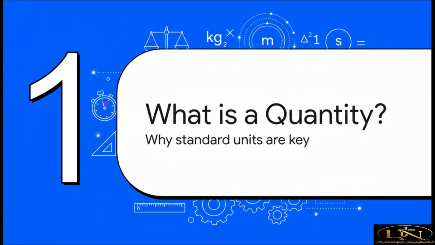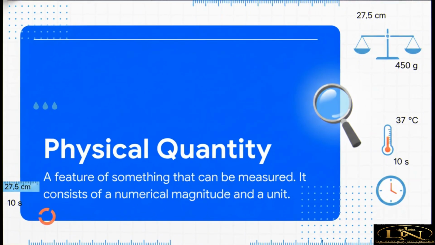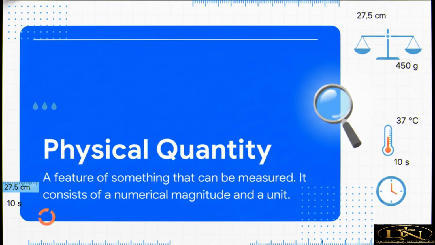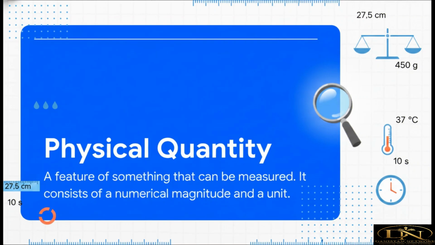Okay, first up, what is a quantity? Before we can measure anything, we have to agree on what we're measuring with. This is where having a standard system becomes so crucial for science. So, a physical quantity is basically any feature of something that you can measure. But here's the most important part. It's not just a number. It's a number times a unit. Think about it. 27.5 centimeters is a clear measurement. Just 27.5? Well, that doesn't really tell us much, does it?